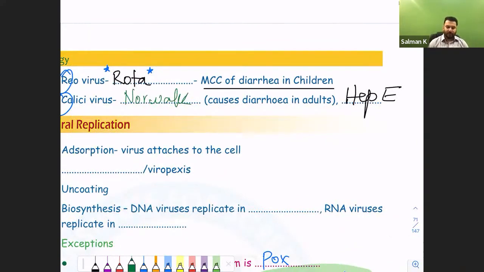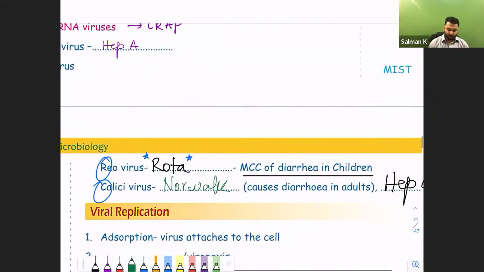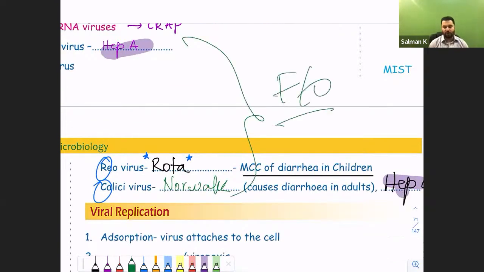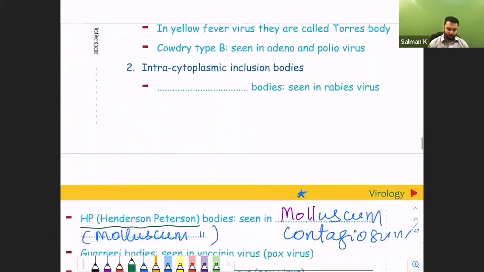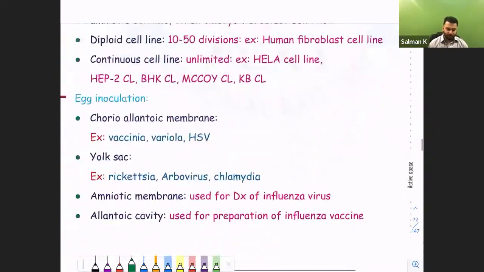Okay. Hepatitis A and E belong to this family only. And since the majority of this family's members cause diarrhea, they are all going to spread by the fecal-oral route. So what is the route of these guys, if I ask you? You should all know it is the fecal-oral route. This part we will be revising shortly.